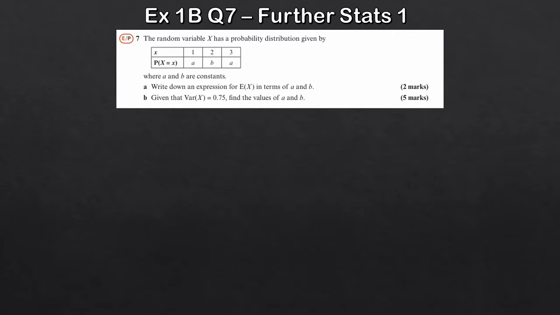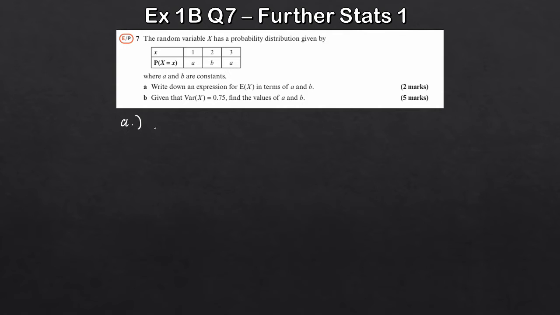So the next one's pretty similar. We've got another random variable x here with this probability distribution given below. Part A asks us to write an expression for E of x in terms of a and b. And then part B tells us that given the variance of x is 0.75, can we find the values of a and b? So part A, hopefully nice and straightforward.